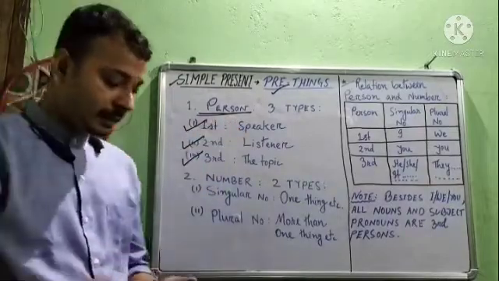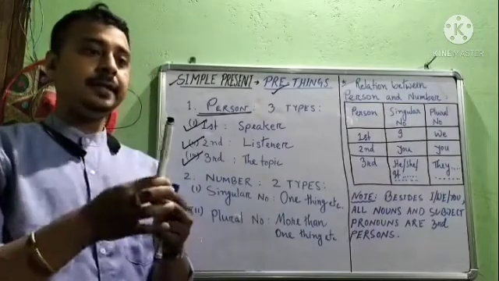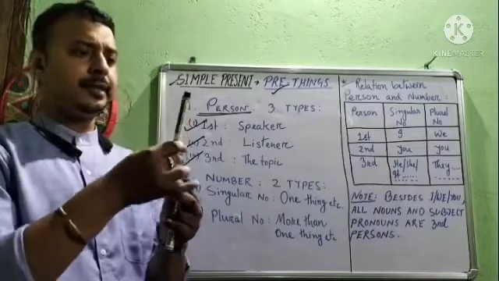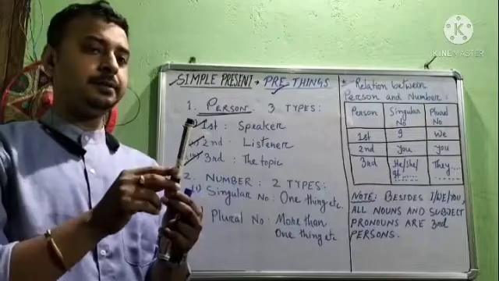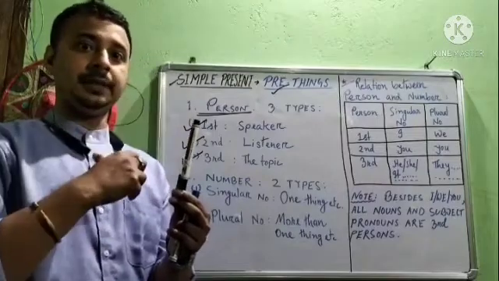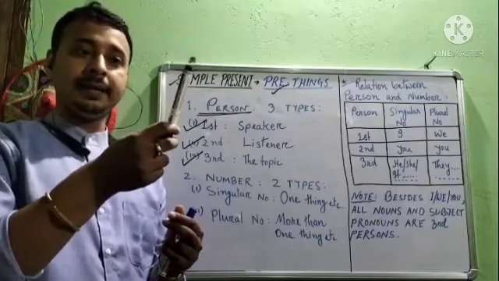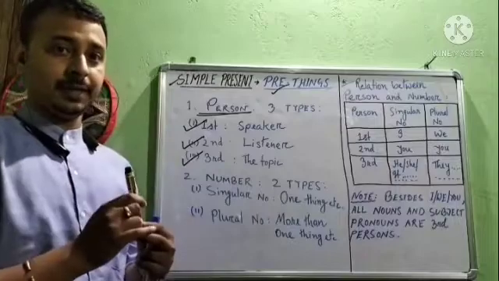For example, in my hand there is a marker. This is the marker. Okay, if I speak to you that this marker is very good, then first person is I because I am speaking, and second person is you because you are listening to me, and the third person is the marker because about the marker I am talking now. So this is first, second, and third person concept.